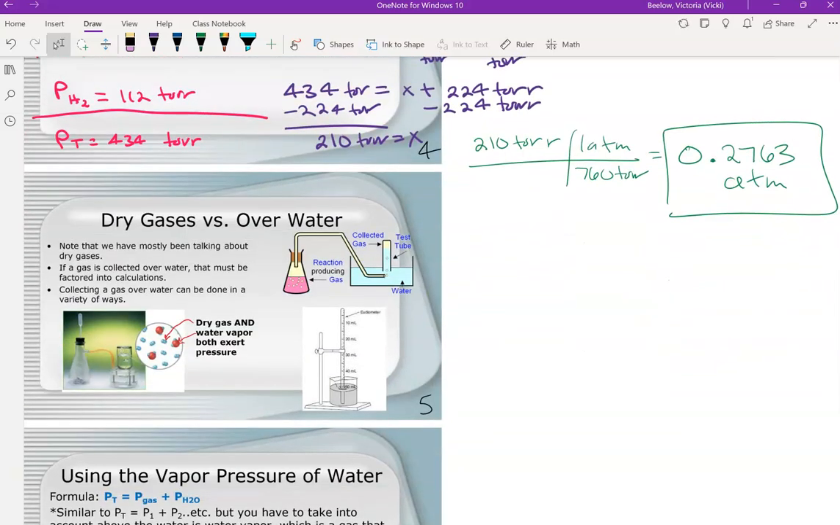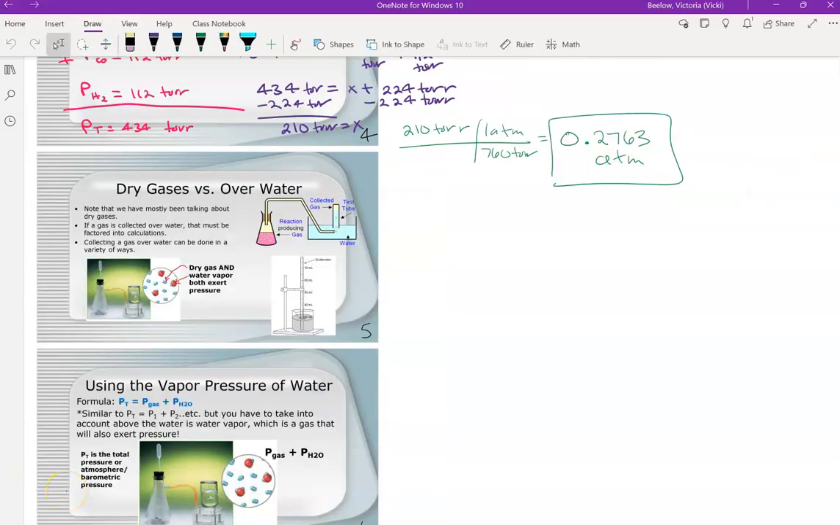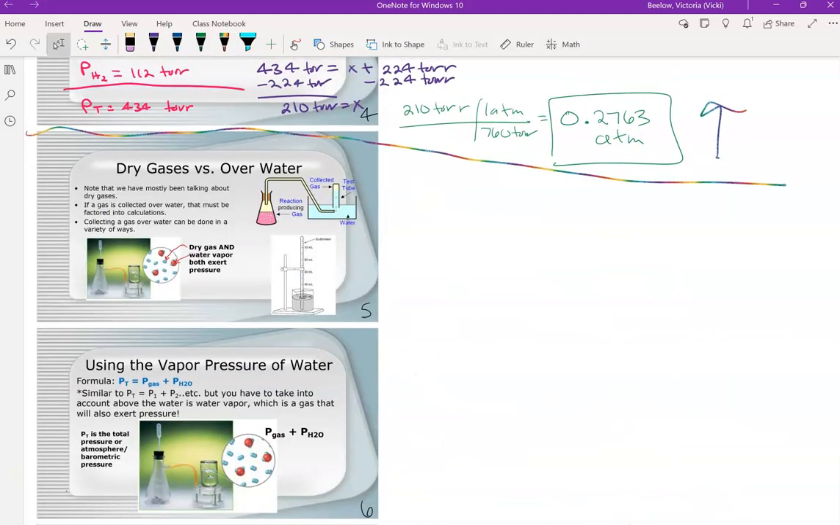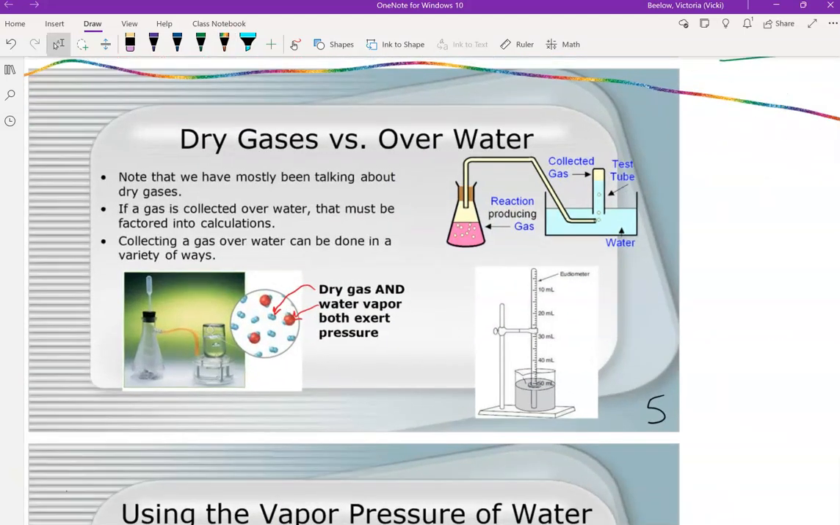So now the next thing we're going to talk about, which is a little different, so to separate those two concepts from each other, is collecting a gas over water. So this up here, that was an example of using this law. So the total pressure is just equal to the sum of the partial pressures of the gases added together. And then now we're going to talk about collecting a gas over water.